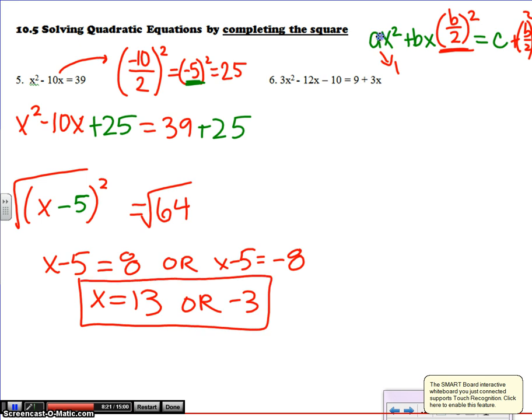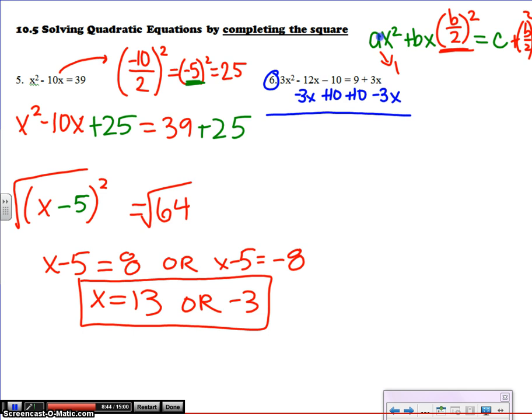Okay? We're not going to fully get into number 6, but I do want to remind you, this problem is not in the correct form in order to complete the square. So if we had wanted to complete the square, we would need to move the 10 over here, and we would need to move 3x to the other side. So we would have 3x squared minus 15x equals 19, because we rearranged it. But we're still not in the correct form because we have a number in front of x squared that's not 1. So we have to divide everything by 3.